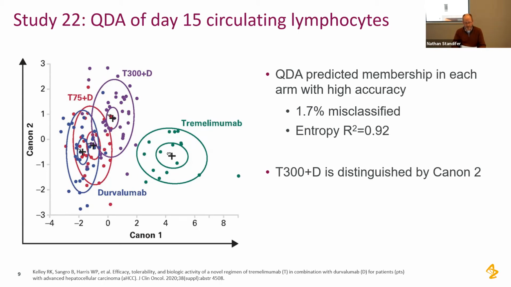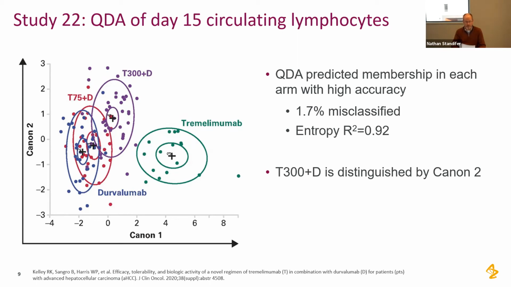The axes represent the canons, which are the algorithm-identified combinations of variables, in this case, lymphocyte populations, that maximally delineate membership of each patient in a group. The QDA was highly accurate in that it assigned 98.3% of patients to the appropriate treatment arm with a 1.7% misclassification rate. This corresponds to 2 of 119 patients being miscategorized. Also, the entropy R² value, which is a measure of the fitness of the model, was 0.92. A perfect fit is a value of 1.0.